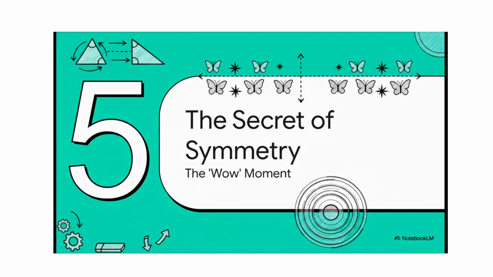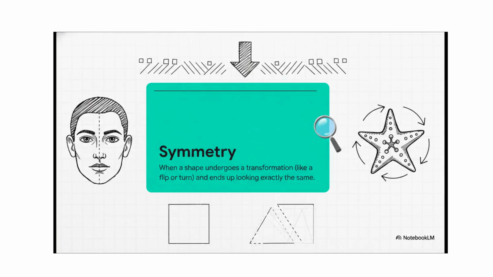Okay, now that we have this incredibly powerful way of thinking, we can unlock other beautiful ideas too. So let's take a quick look at symmetry, because it's really just a special case of what we've already been talking about. So what actually is symmetry? Well, in our new language, it's when you can perform a transformation on a shape, like a flip or a turn, and the final image lands perfectly back on top of the original. The shape is basically unchanged by the move.